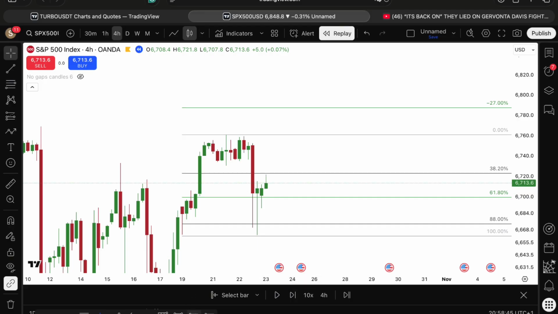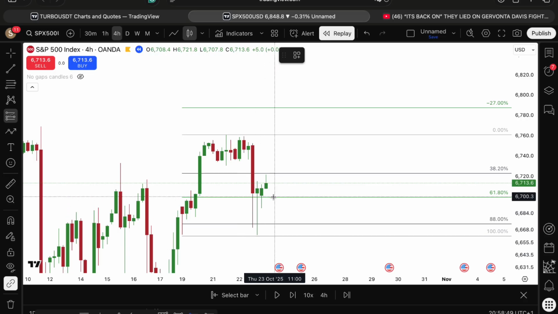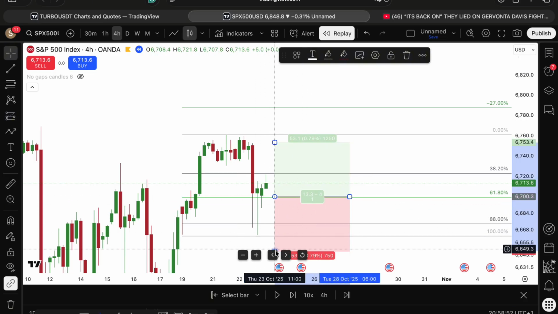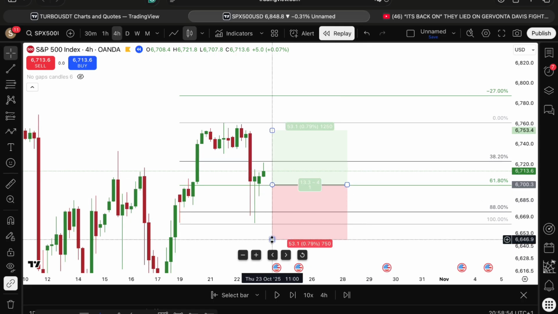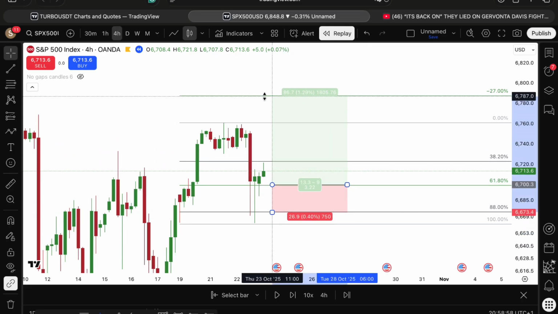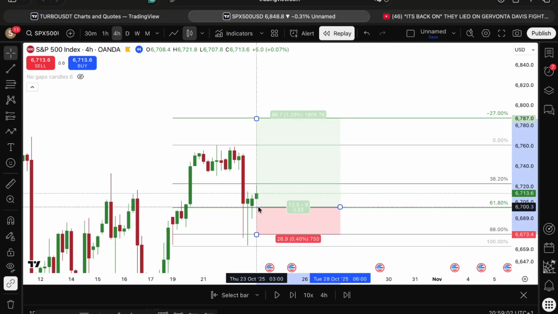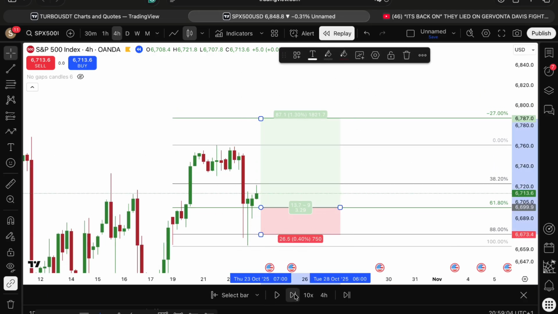So this is the start of the new London session. That means I can place my order on the 61 level. Stop loss goes on the 88 and our take profit always goes on the negative 27. Right now, I am just waiting until I get tapped inside of this trade.